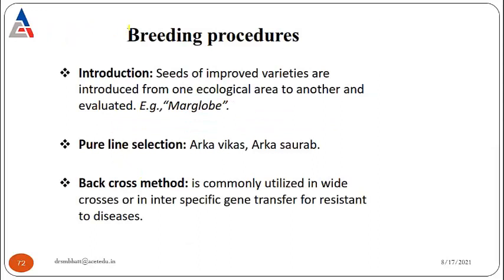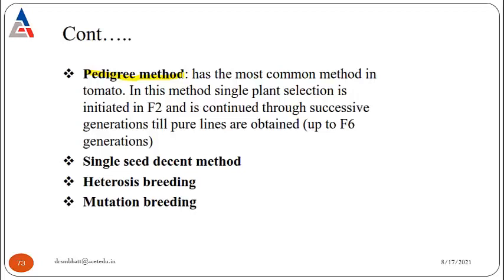There are various breeding techniques like line selection, the backcross method is available, commonly utilized in wild species or interspecific gene transfer for this type of disease. And there is another technique called the pedigree method, the most common method in tomato. In this method, single plant selection is initiated and continued through successive generations until a pure line is obtained. There is another method, single seed descent method, recurrent breeding, which we will discuss later on.